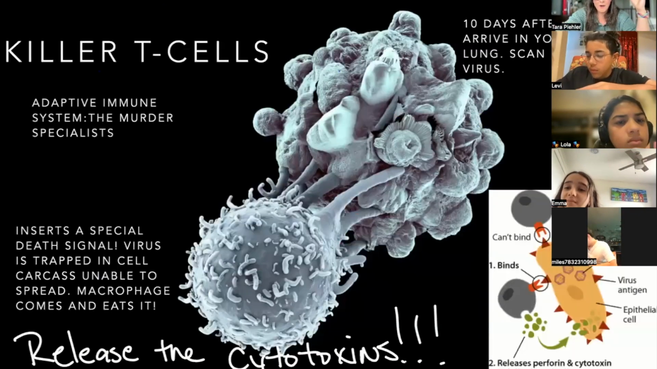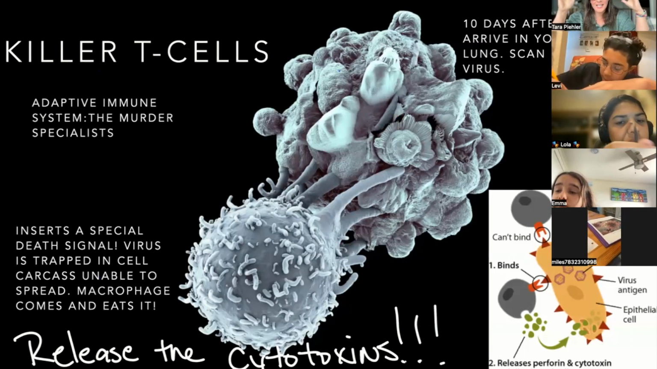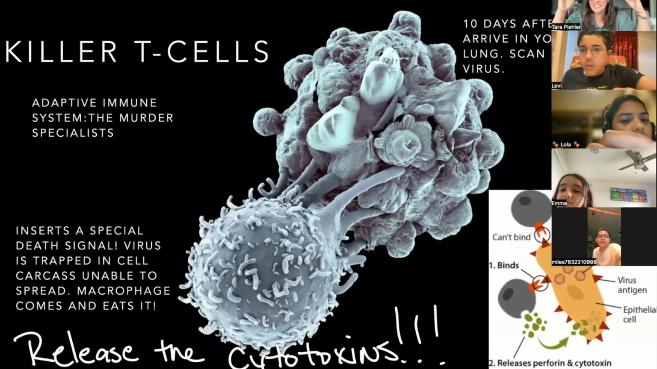So now our immune response has begun. We call this the adaptive immune system. Okay. So now this is the big ammo. We have initiated what, guys? The killer T cell. Killer T cells, right?